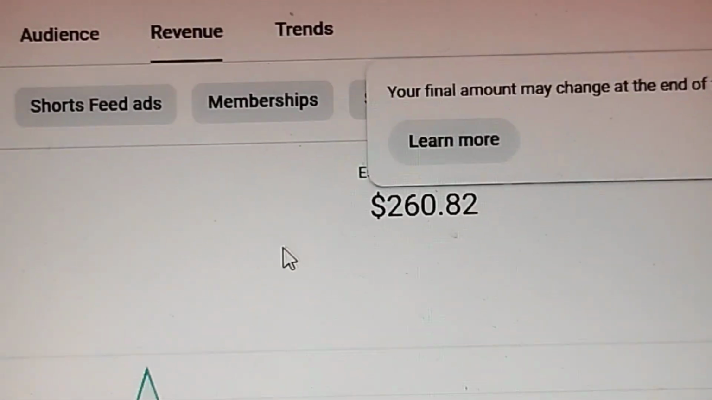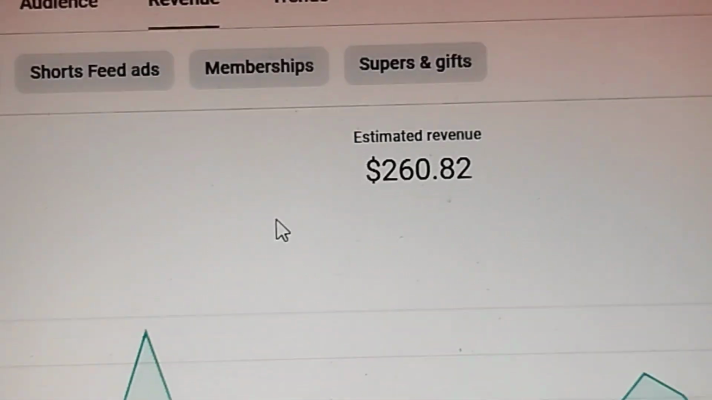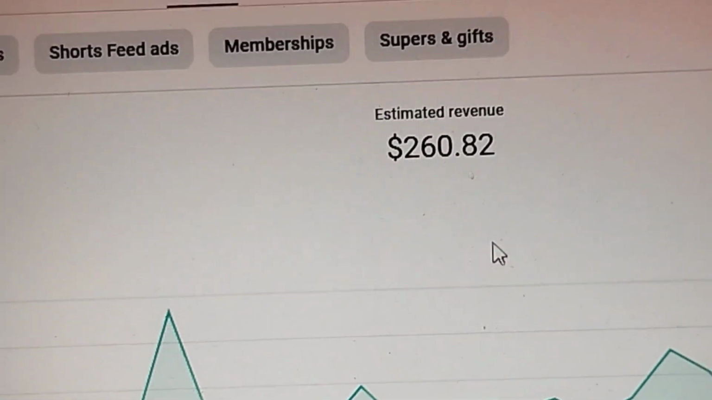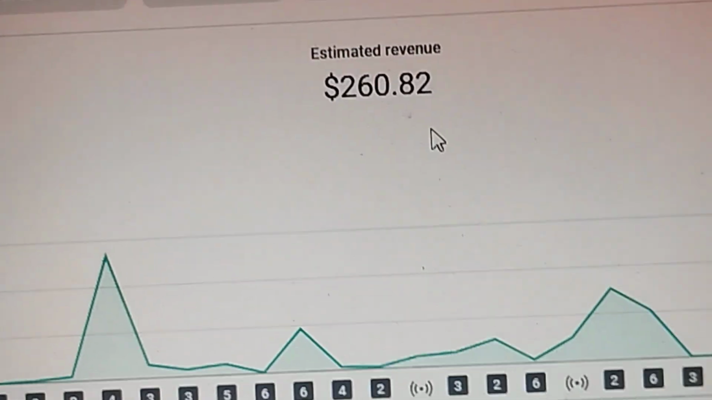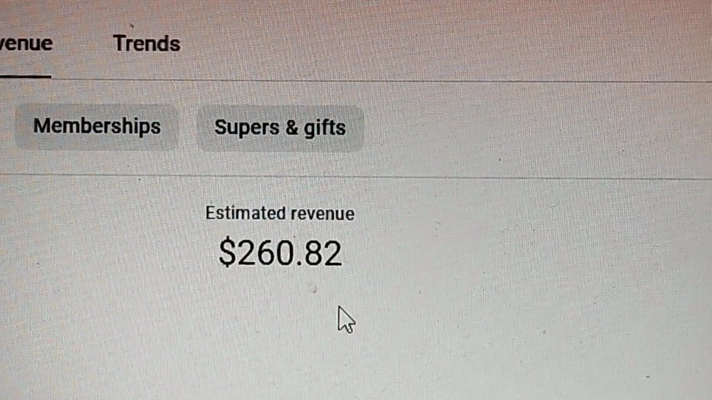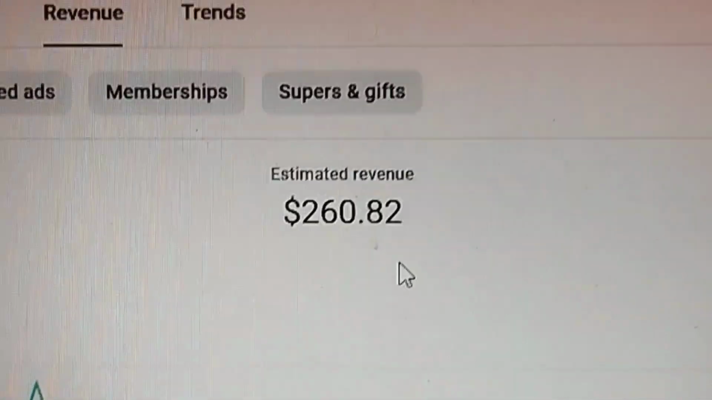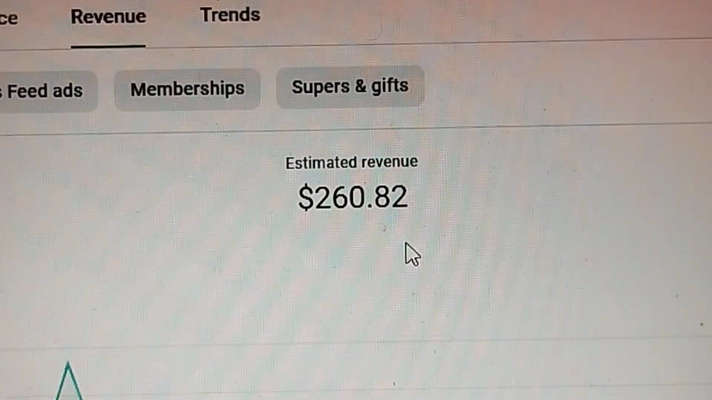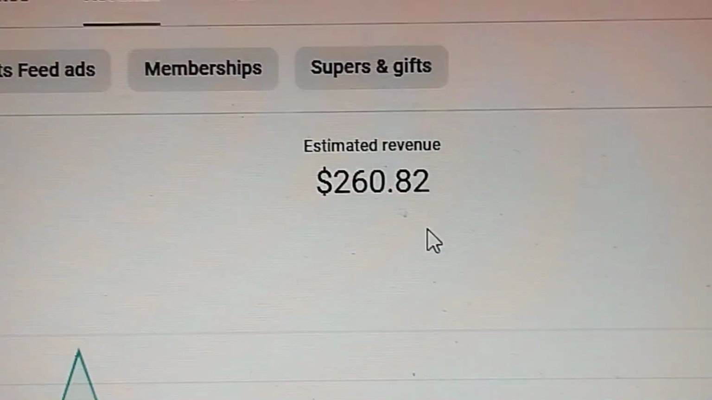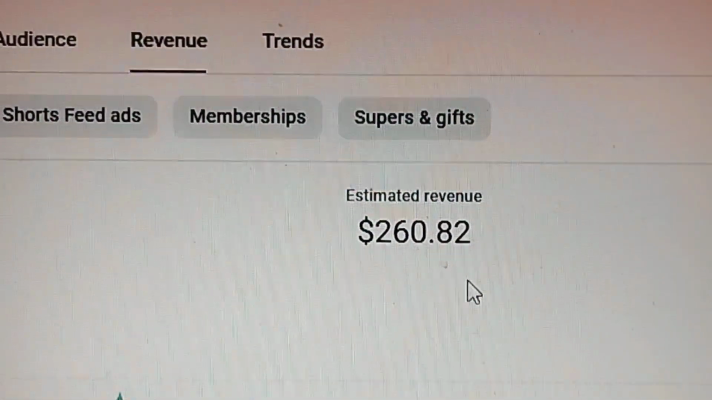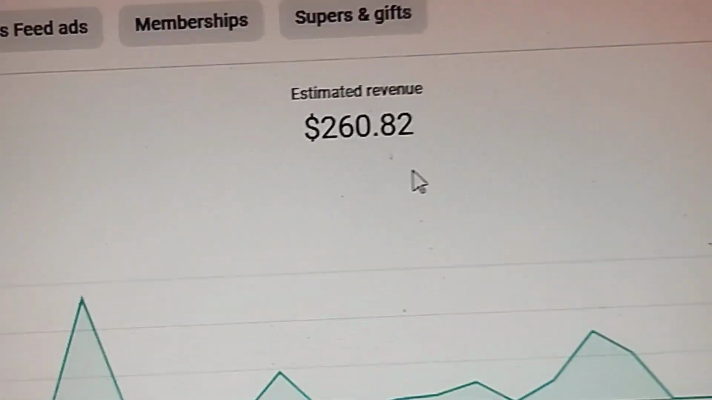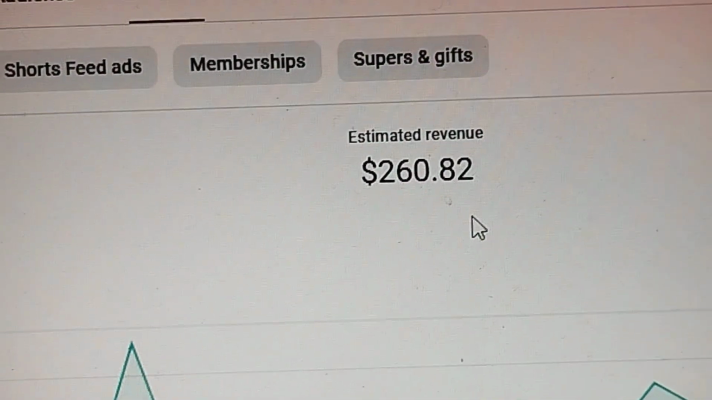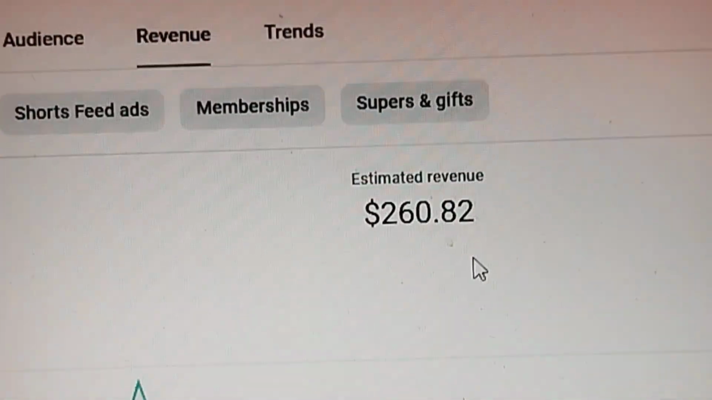But something else important to note, by the way: this $260 is not exactly what is going to come to your account when you check your account, because you still have to pay tax. You still have to pay withholding tax for the US if you have a US audience. All the money you make from your US audience is subject to withholding tax.